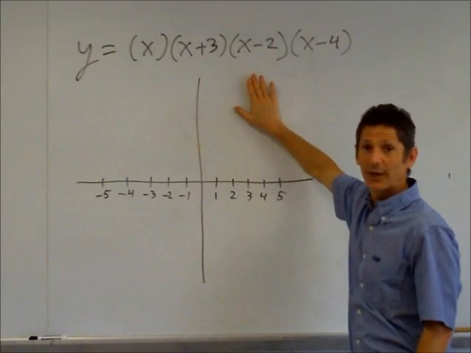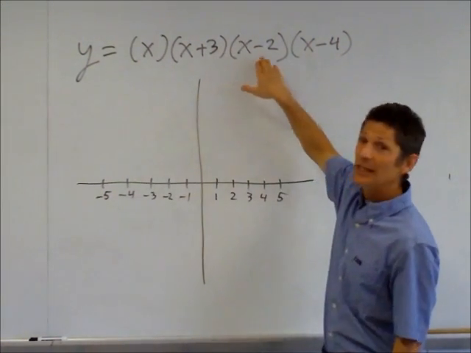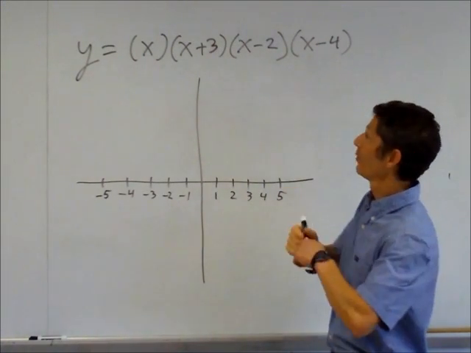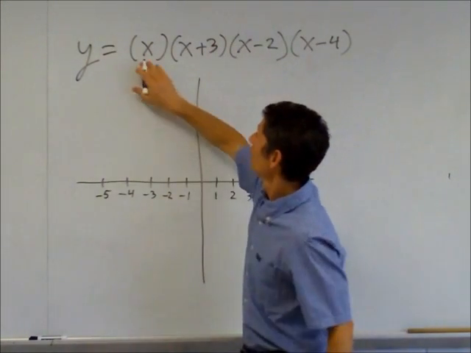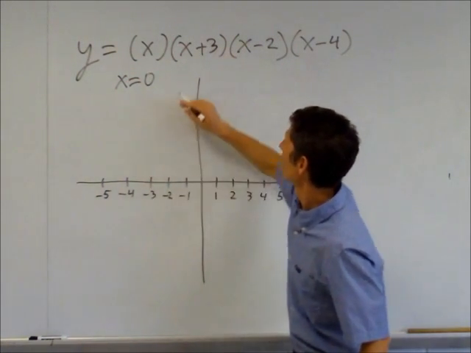All I have to do is find the zeros. All I have to do is figure out the x values that make each of these factors 0, and then I can graph it using the roots. So what x value makes this 0? Well, of course, that's x equals 0.